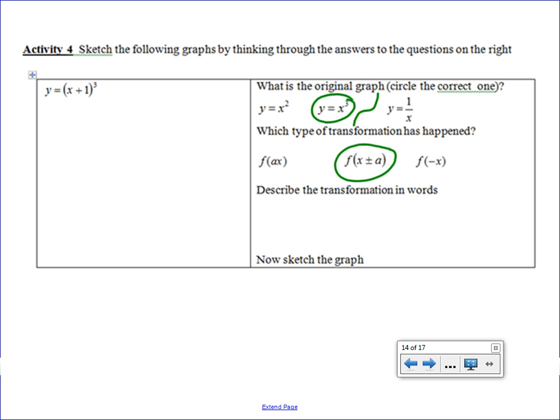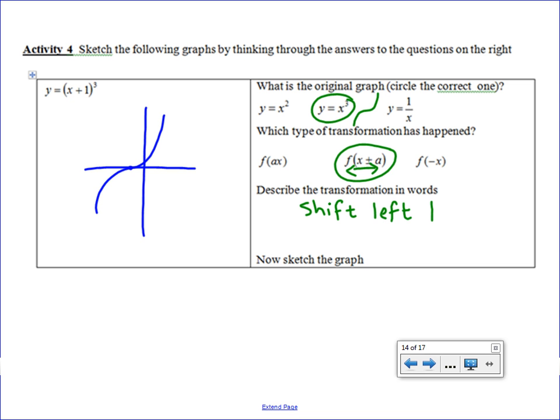The middle one, which we know moves the graph left and right, shifting. So is it a shift right or left? Left this time. Left, because it says plus, so we do the opposite, and it's going left 1. So you should now be able to sketch the graph. You know the shape, and you know it's gone left 1. So the turning point is now going to be minus 1.